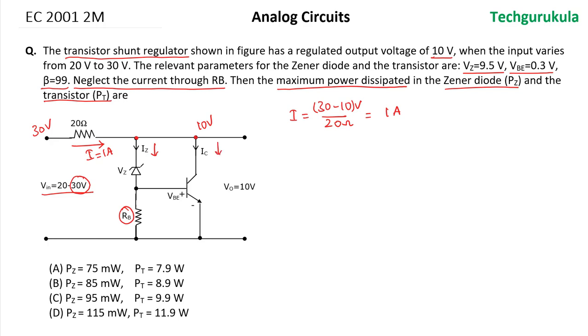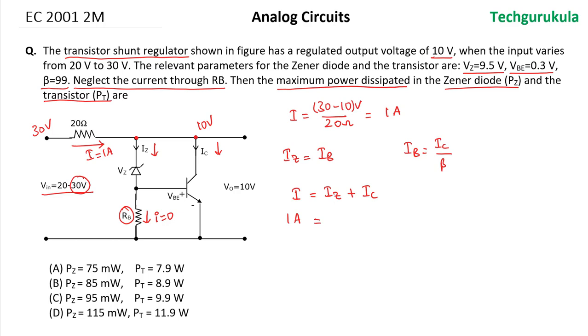Now let's find how much is this current. Now one assumption we are given is neglect the current through RB, which means current flowing here to be taken as 0. So which means IZ should be equal to IB, and of course IB is related to IC, that is IB is equal to IC over beta. So in that case we can write this current I, which is 1 ampere flowing, this should be equal to IZ plus IC.